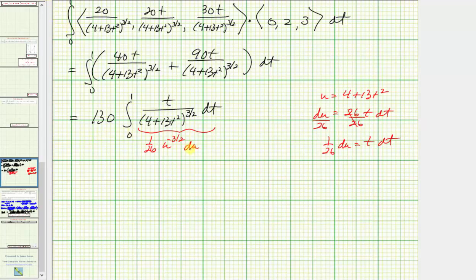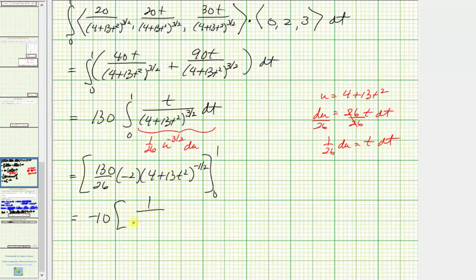So the integral with respect to u would be equal to 130 divided by 26 times u to the negative 1/2 divided by negative 1/2, or 130 over 26 times negative 2 times u to the negative 1/2, which means with respect to t, we'd have 130 divided by 26 times negative 2, and u to the negative 1/2 is really 4 plus 13t squared to the negative 1/2. Let's simplify here. 130 divided by 26 is 5. 5 times negative 2 is negative 10. So we have negative 10 times 1 over the square root of 4 plus 13t squared.